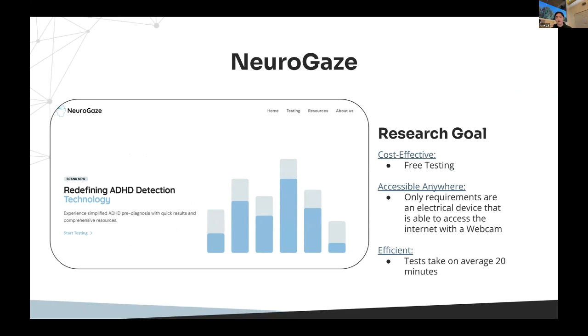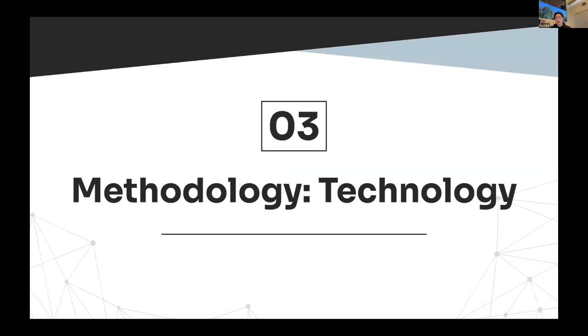With eye tracking, you only need a device that has access to the internet and a camera. So it's very easy, instead of going to an in-person visit, traveling hours and spending lots of money. And third, it's efficient. With our test that we were able to develop, it takes roughly 20 minutes versus the few hours that the standard would take. Yeah. So now Mike's going to cover the technology and methodology that we used to start our research and create our project.